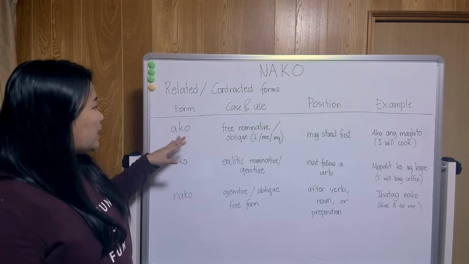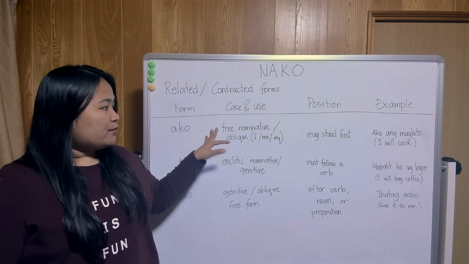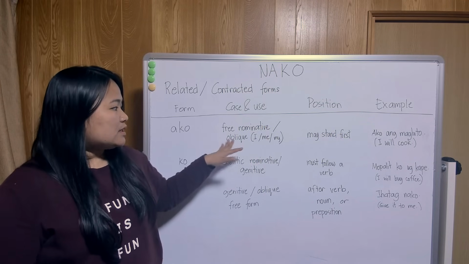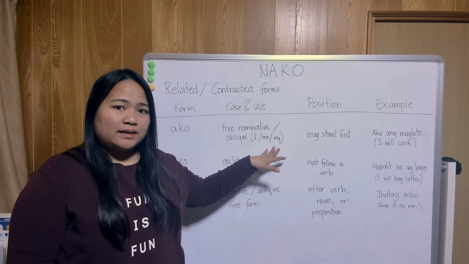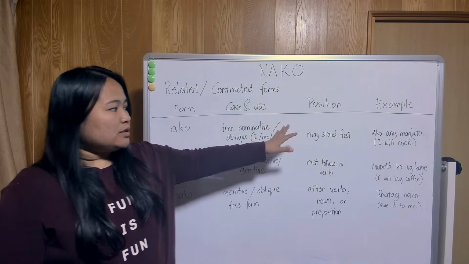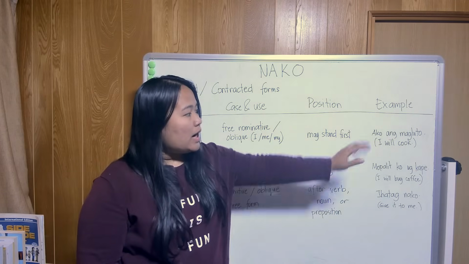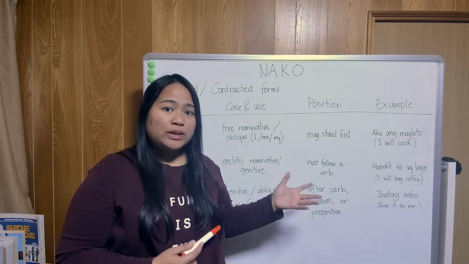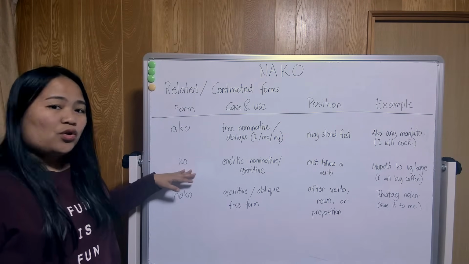This time, let's have the related and contracted forms of Nako. We have here ako. For the case and use, it is a free nominative. It's an oblique. It means I, me, or my. For the position, it may stand first. For example, ako ang magluto. I will cook.